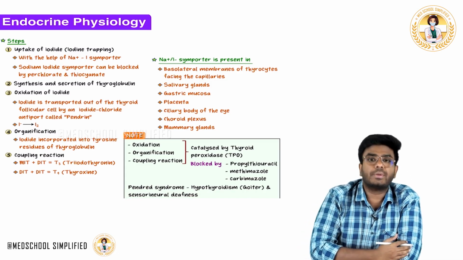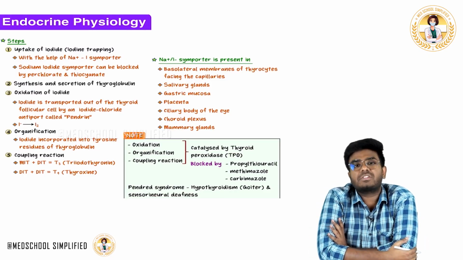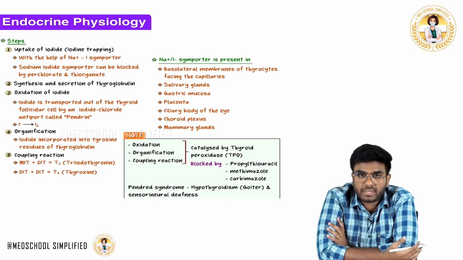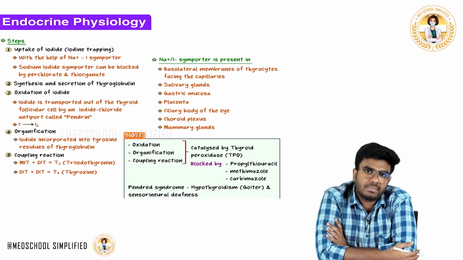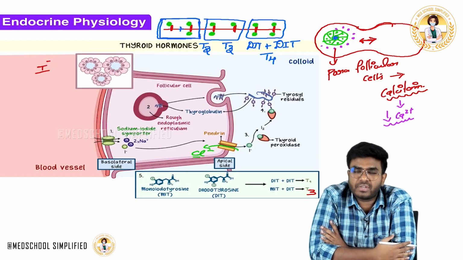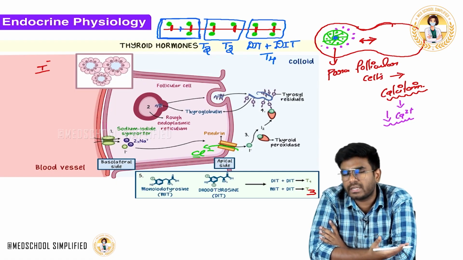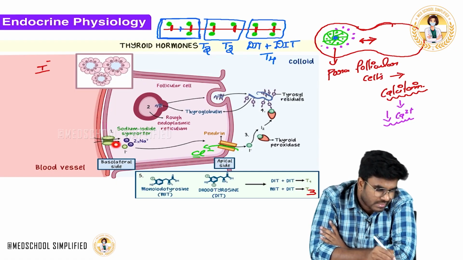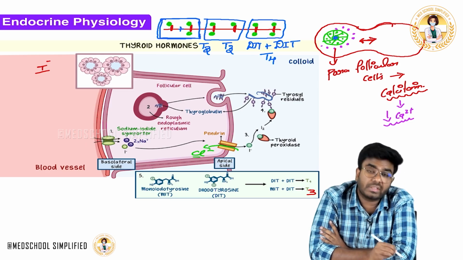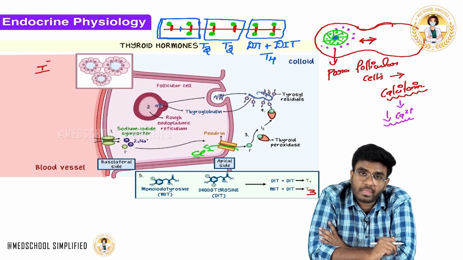or sensorineural deafness. Now, just tell me, by how many ways can we actually treat hyperthyroidism? We can treat hyperthyroidism by blocking the transporter, which is the sodium iodine symporter. If you block the sodium iodine symporter, iodine is not going to enter into the cell. If there is no iodine, no T3, T4, no oxidation, no organification, no coupling reaction, so automatically T3, T4 hormone production goes down. So drugs like thiocyanates and perchlorates can actually decrease T3, T4 hormone synthesis. This is one way.